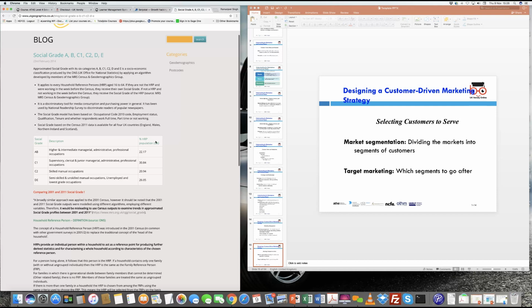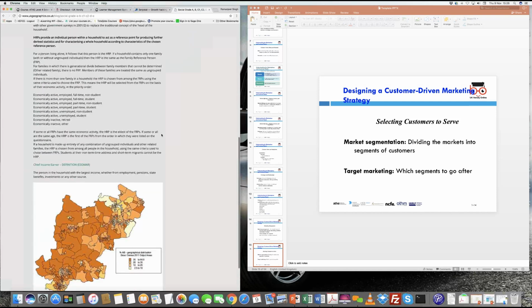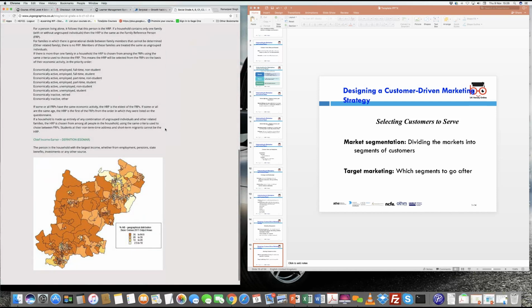So when you look at segmenting customers who want to buy your products and services, what you're looking at doing is understanding this social grading so that you can market and orient your message to reach the right consumer. Is that okay? So that is the process of segmentation.